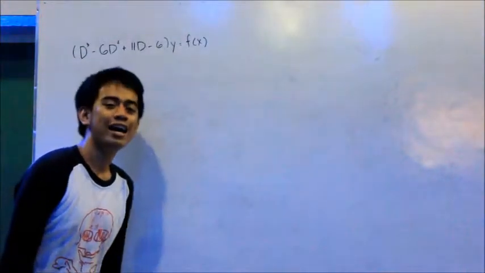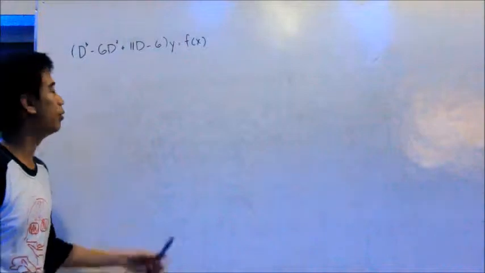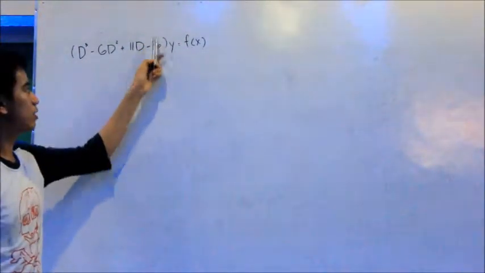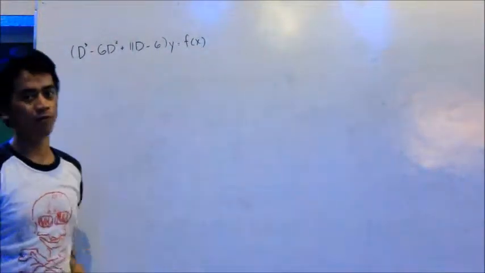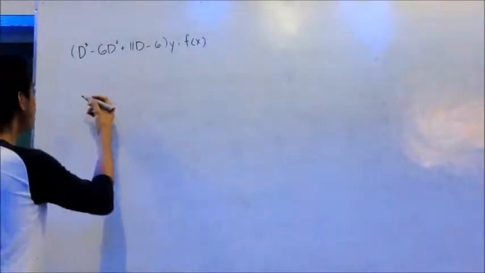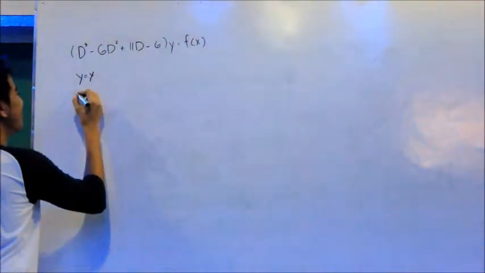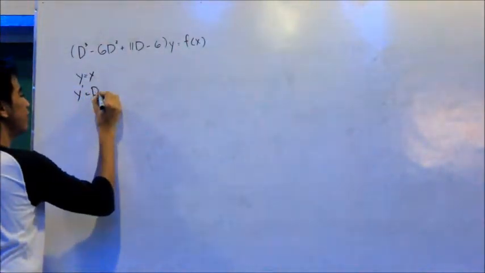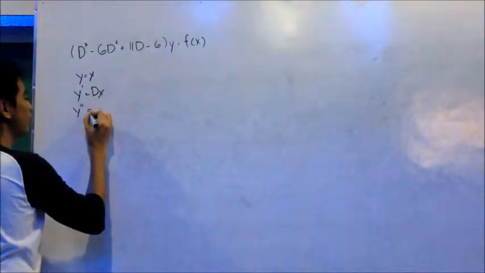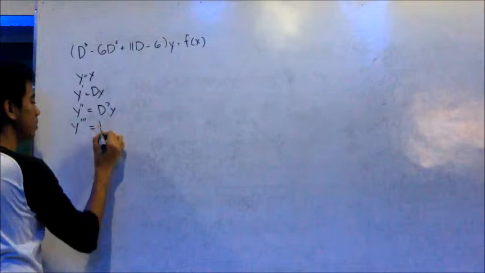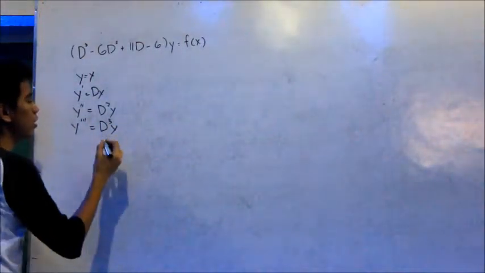Good afternoon. I am tasked to give the general solution for the equation D cubed minus 6D squared plus 11D minus 6, all times y, equals f of x. So recall this notation: Dy is y prime, D squared y is y double prime, and D cubed y is y triple prime.